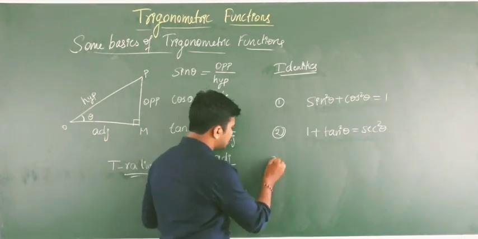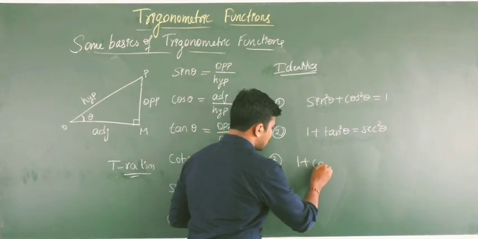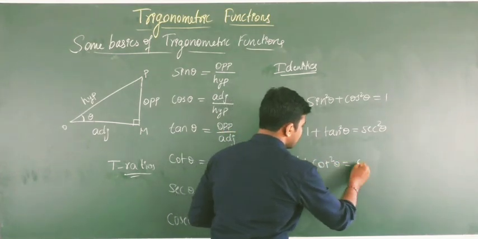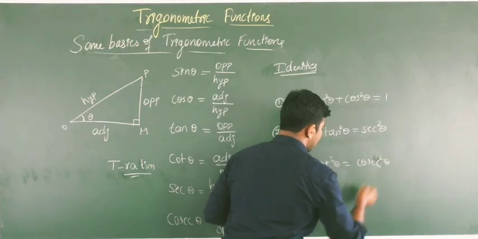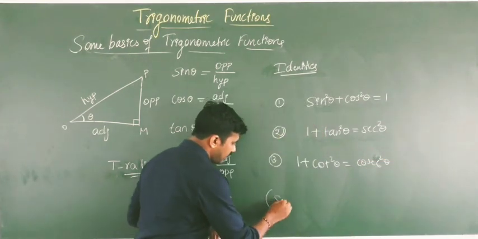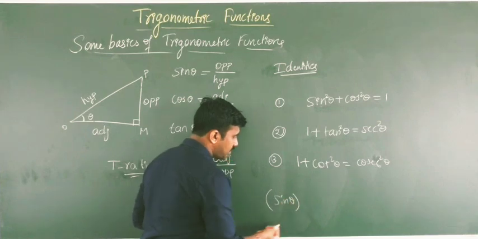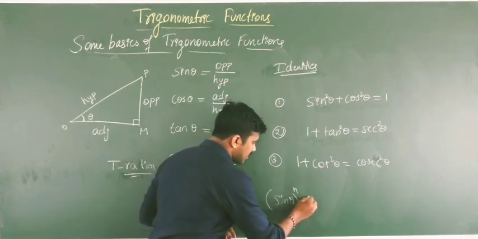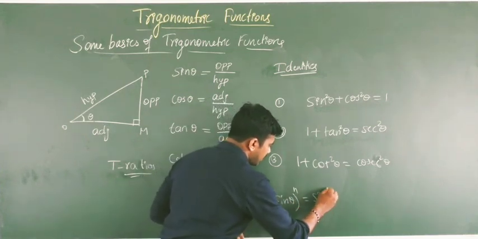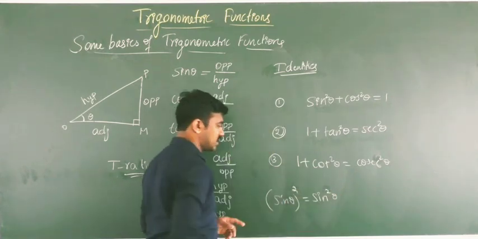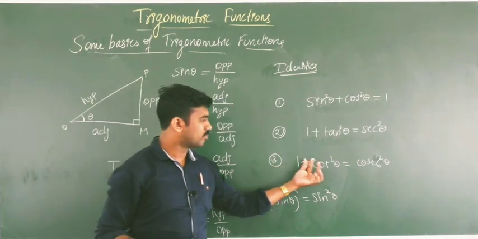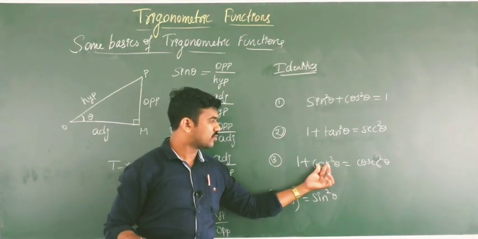Okay, the last one is 1 plus cot square theta is nothing but cosecant square theta. See here, when writing, if you have sin theta whole to the power n, this can be written as sin to the power n theta. Sin theta whole square is written as sin square theta. So 1 plus cot square theta is nothing but 1 plus cot theta whole square.